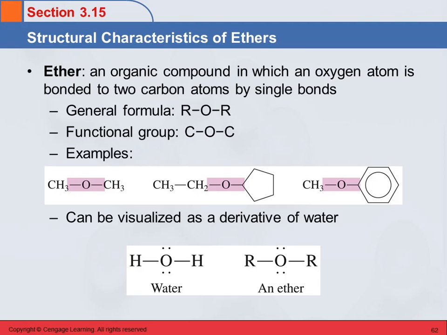We talked about how we can view alcohols as being a derivative of water. We can also view ethers as being a derivative of water. So here's water. It's got two hydrogens single bonded to oxygen. In the alcohol, we swapped out one of these hydrogens for carbon. Could be methyl, and then we have methanol. Here, we're going to change both of those hydrogens for carbon groups. And so we have an ether.